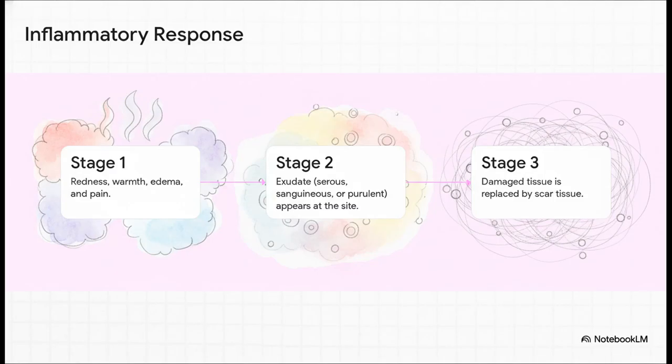It's a beautiful 3-act play. Stage 1, you get the redness and swelling. Stage 2 is the battle itself, where you see the aftermath, the exudate or pus. And Stage 3 is the cleanup and repair, where scar tissue comes in. Understanding this helps you look at a wound and know exactly what's going on.